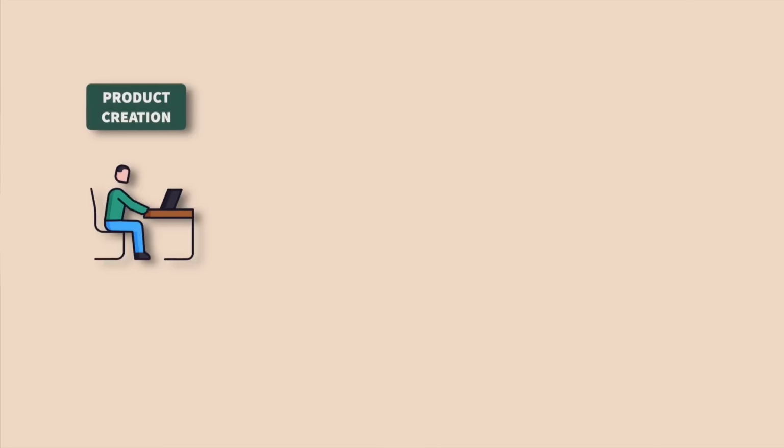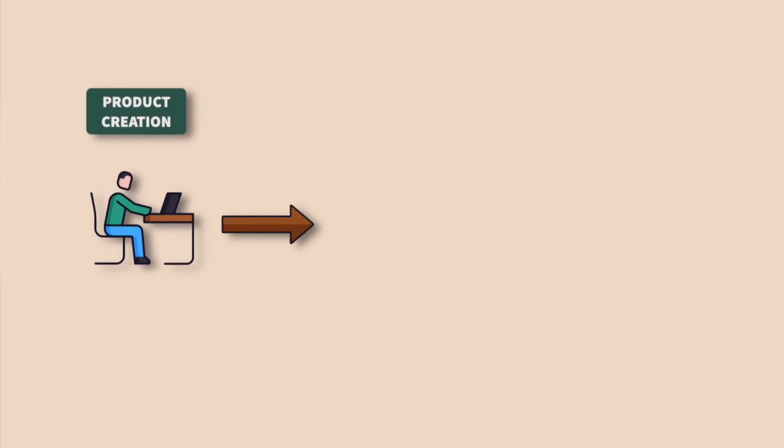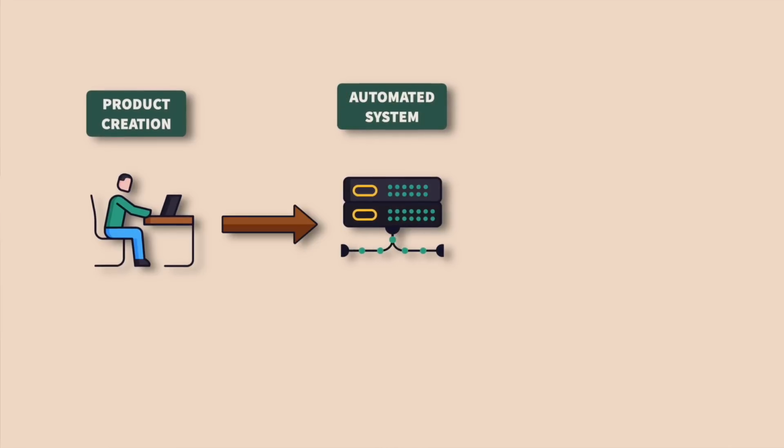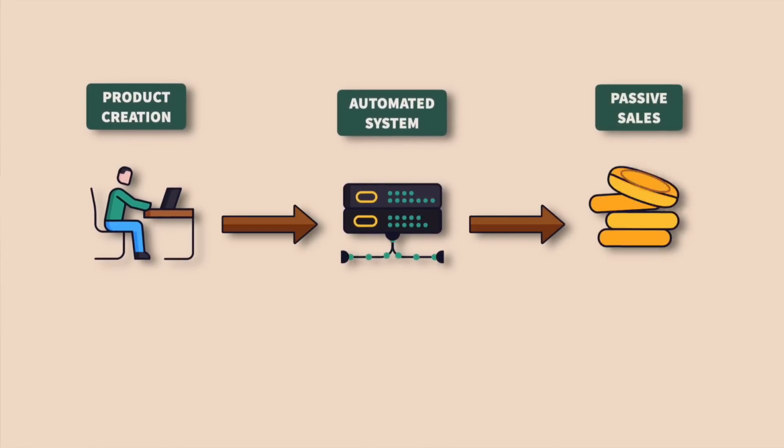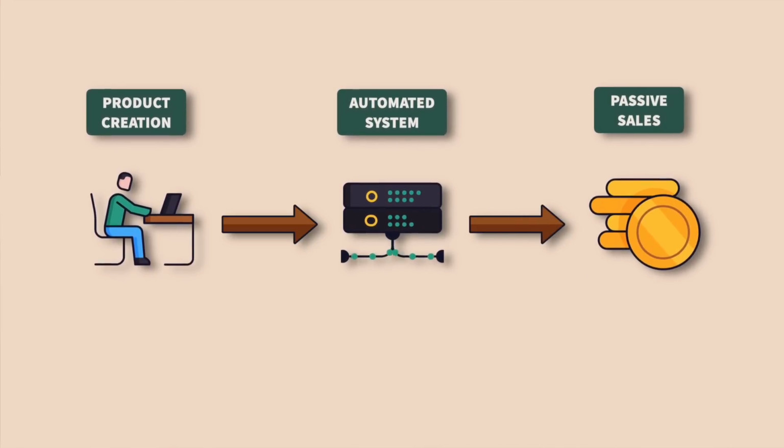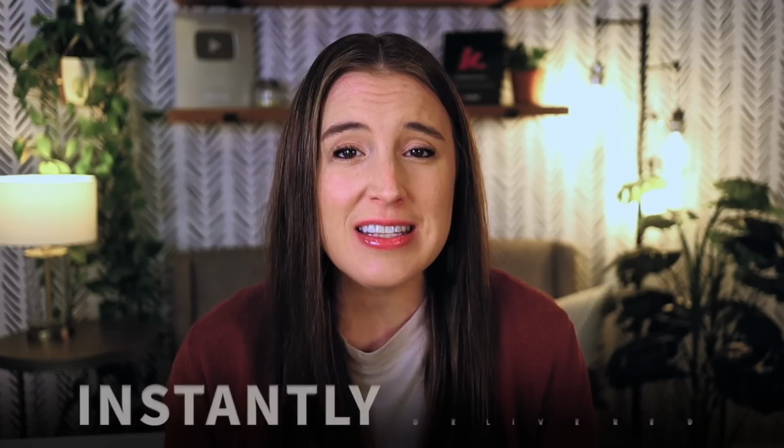That means that I did the work once up front to create these digital products and then set them up with an automated system to basically sell themselves even when I'm not actively working. This kind of business is pretty awesome because it means you don't have to store any physical inventory and you don't have to physically fill or ship any orders. All your products are digital and can be instantly delivered to your customer right after they make the purchase.